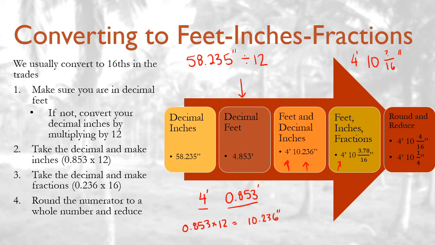fractions of an inch. Okay, well, it depends on what you're making. I'm making sixteenths here. So I'm going to leave the 10 alone. That's already a whole. And I'm going to take that 0.236, where I'm going to do this, and I'm going to multiply it by 16 to make sixteenths. And that takes me right up to 3.78. Remember, we don't mix, so we round to the closest whole number.